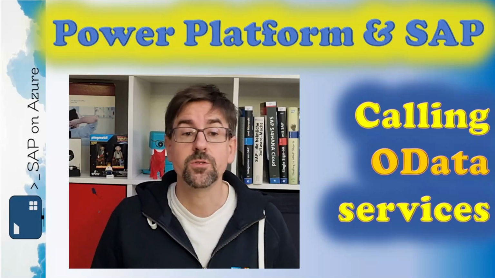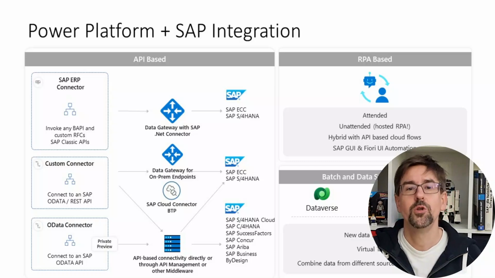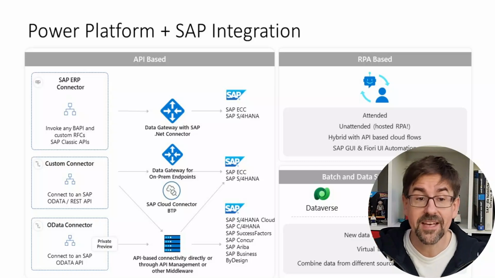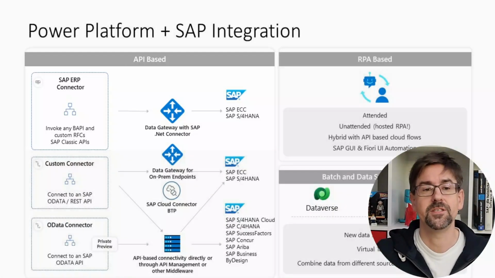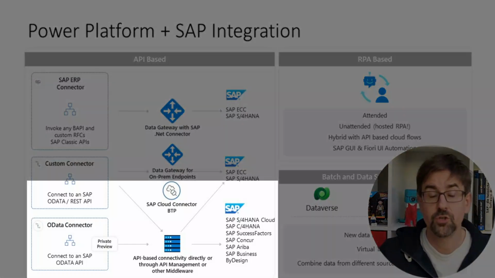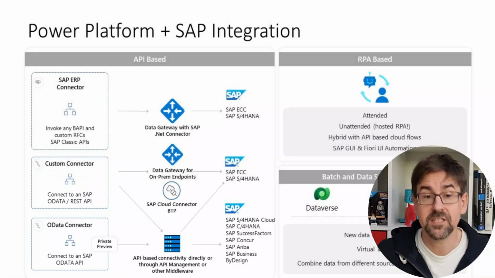In the previous videos, we talked about the different options on how to connect your Power Platform to an SAP system. We then spent some time to show how the SAP ERP connector can be used to connect to RFCs and BAPIs. In this and the next videos, we want to take a look at the next option to connect, OData. OData services are more and more used with SAP systems.